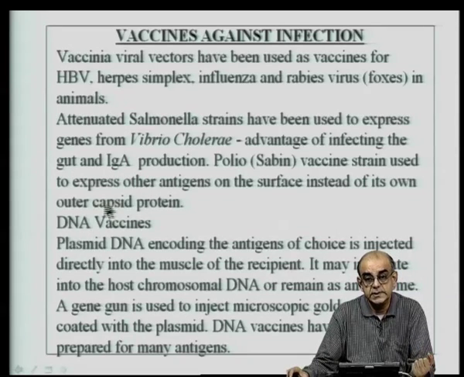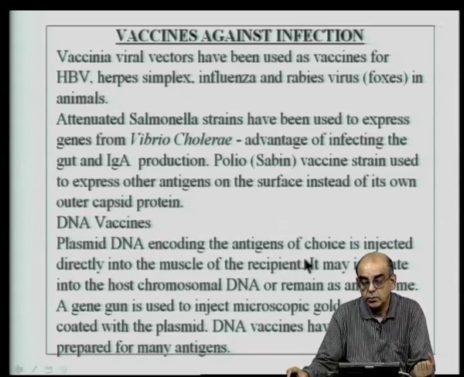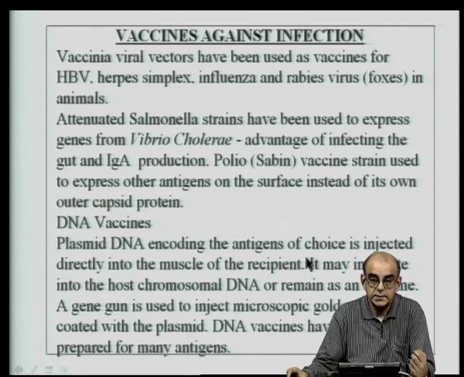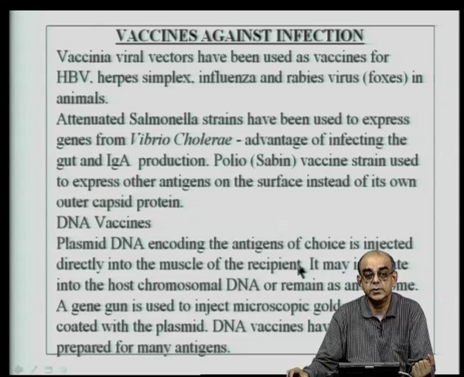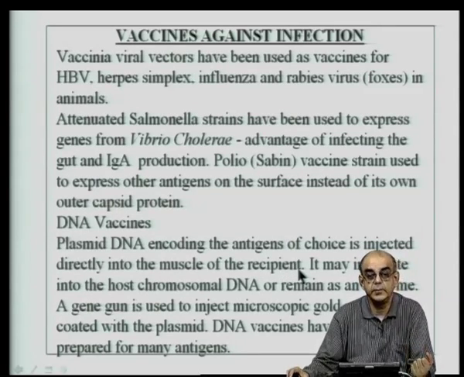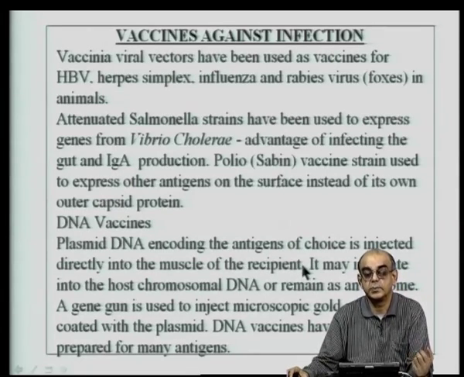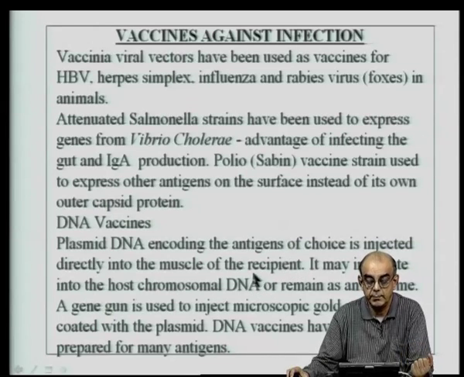So, DNA vaccines is another very, very popular effort that is being tried out in recent history. This is nothing but plasmid DNA that encodes for the antigen of choice. This plasmid DNA is actually injected directly into the muscle of the recipient, and this has been found to protect individuals against various kinds of organisms. The exact manner of protection has been debatable because some of these protect through a cell mediated immune response, and some studies claim that there has been activation of the production of antibodies via DNA plasmid immunization.